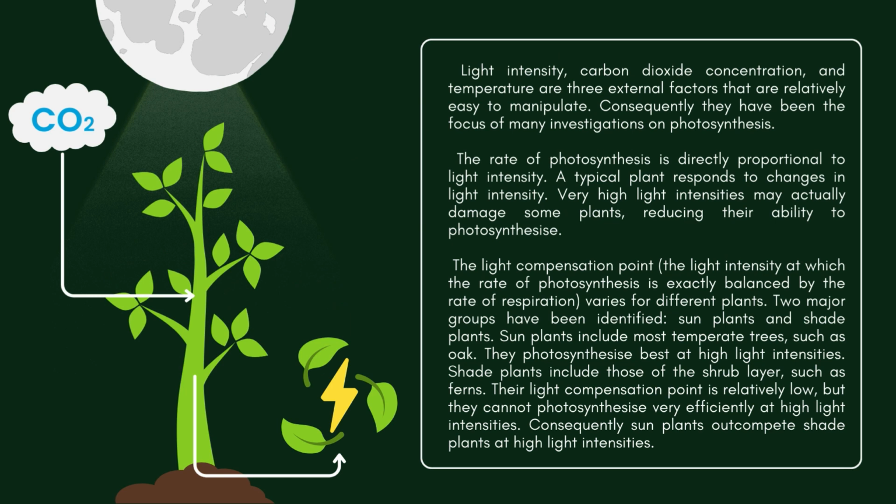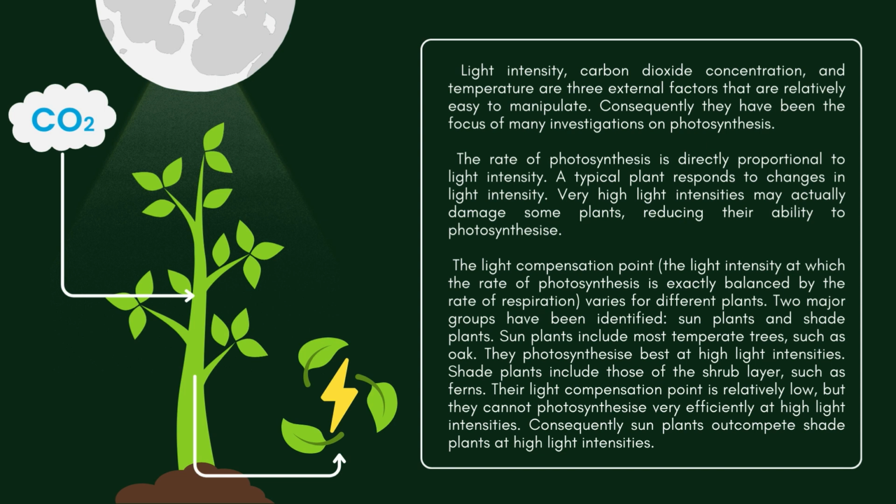Light intensity, carbon dioxide concentration, and temperature are three external factors that are relatively easy to manipulate. Consequently, they have been the focus of many investigations on photosynthesis. The rate of photosynthesis is directly proportional to light intensity. A typical plant responds to changes in light intensity. Very high light intensities may actually damage some plants, reducing their ability to photosynthesize.